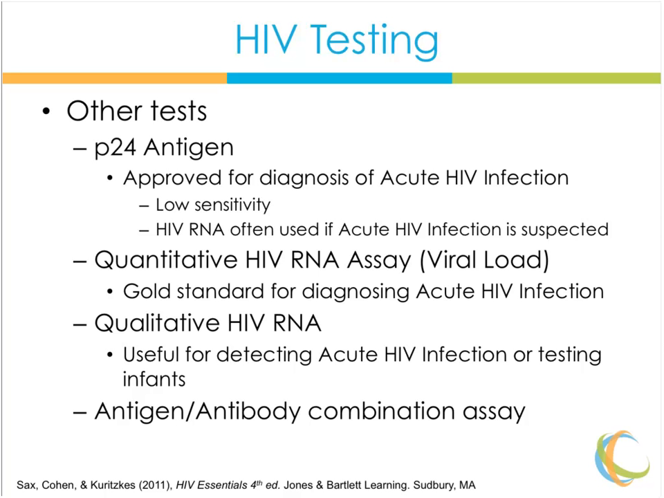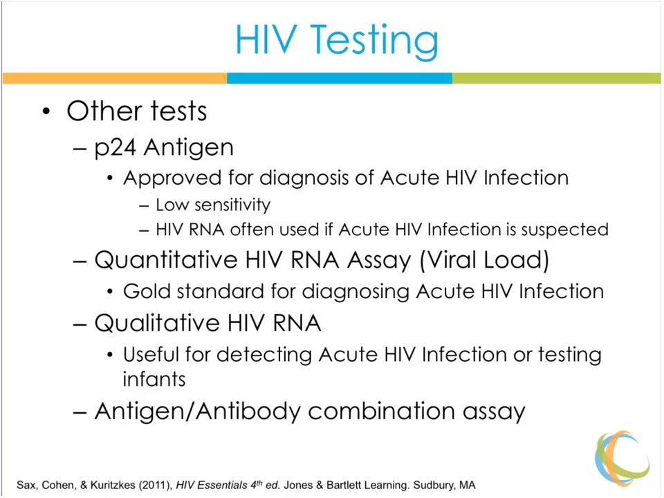Remember that in acute HIV infection, the viral load is going to be very high, most likely. So a viral RNA assay or a viral load will be very valuable and is the gold standard for diagnosing acute HIV infection if suspected. A qualitative HIV RNA is also available. This is one of those tests that will give you a detected or non-detected response on your lab report.